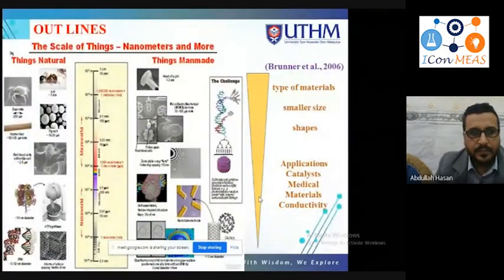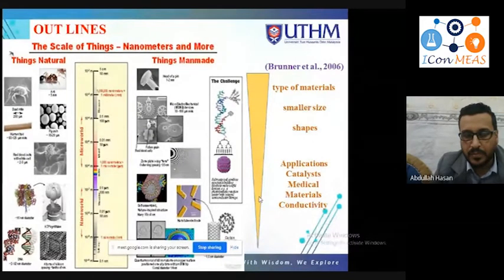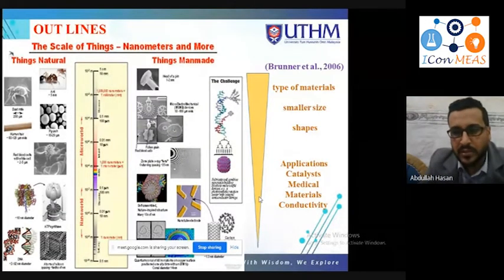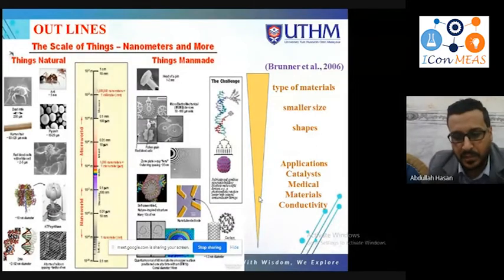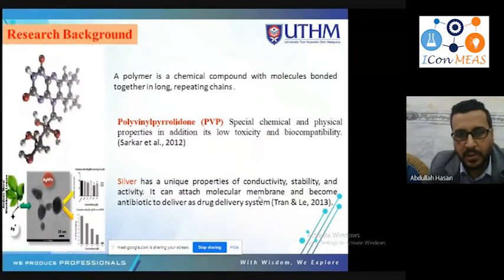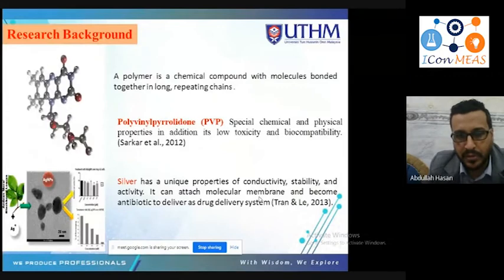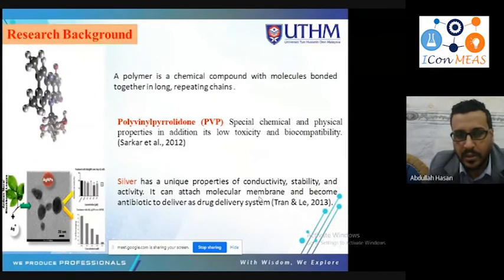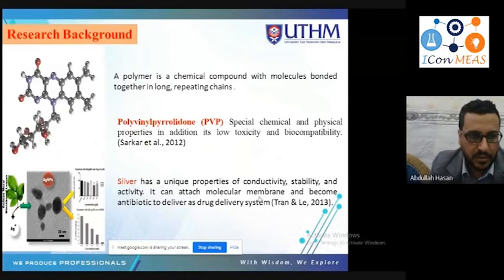The outline of this work starts from nanoparticles, meaning the nanomaterials, and which type of materials, why we use the nanomaterials, why we use the silver, small size, shapes and applications in medical or biological applications. Then a polymer is a chemical compound, a molecule bonded together in long repeating chains. Here we talk about the polymer.